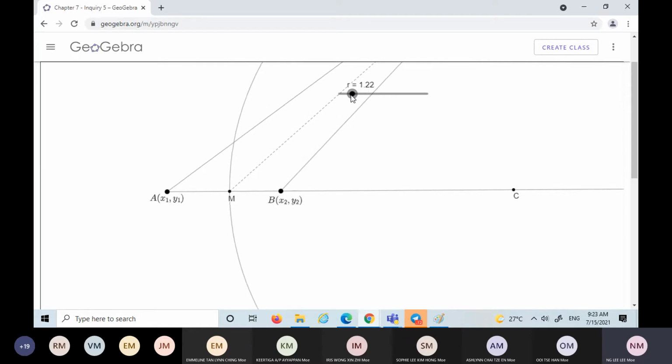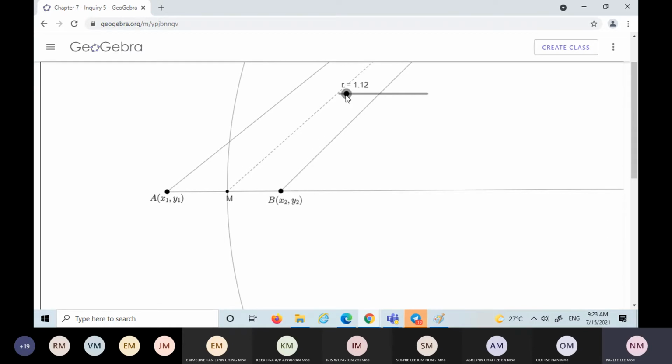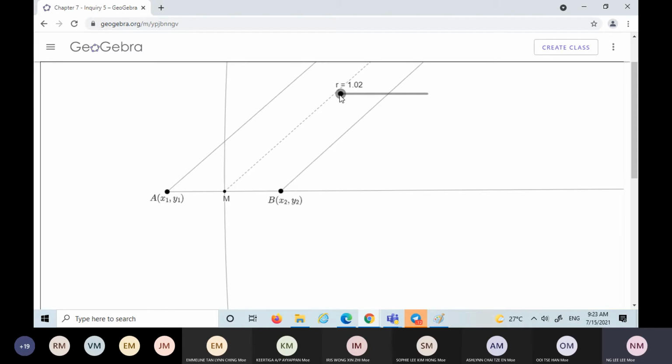1.23, 1.22, 1.14, the circle is very big already now. 1.1, very big circle. When it's 1, you can't see anything, because when the ratio is 1, this is no longer a circle. This is another type of shape you will see.